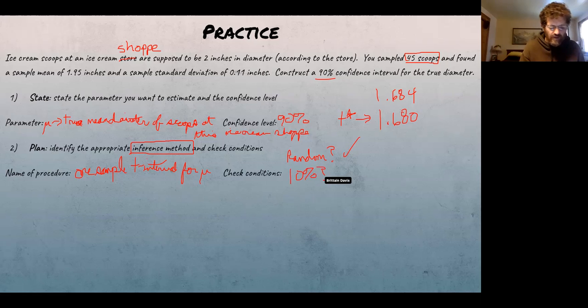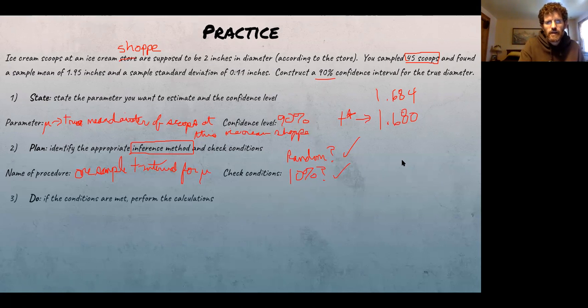Is it 10%? It's fair to say that 45 scoops is less than 10% of all the ice cream scoops that this ice cream shop could sell. So I think we meet that. And is it normal?